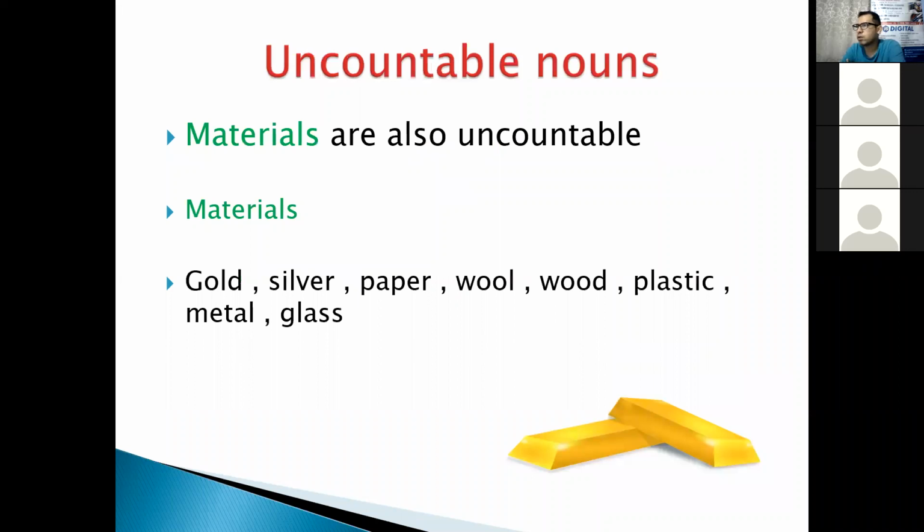Materials are also uncountable. What are materials? Examples: gold, silver, paper, wool, wood, plastic, metal, glass. All of these are materials we use for different things, so they are not countable. We cannot make them plural.